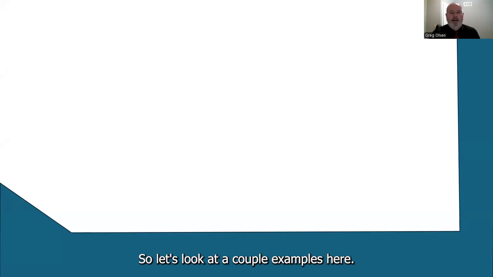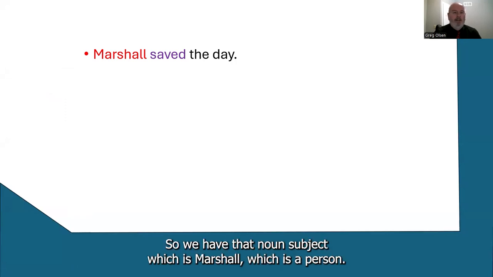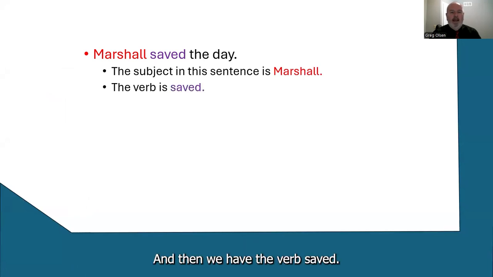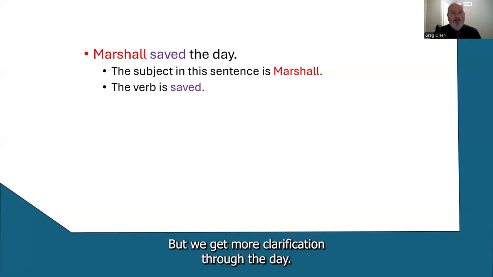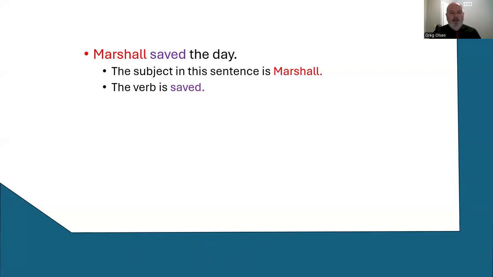So let's look at a couple examples here. So let's look at this example, "Marshall saved the day." So we have that noun subject, which is Marshall, which is a person. And then we have the verb saved. So we could have "Marshall saved" as a sentence, but we get more clarification through "the day." Okay, but we need those two parts in order to make the sentence, the subject and the verb.